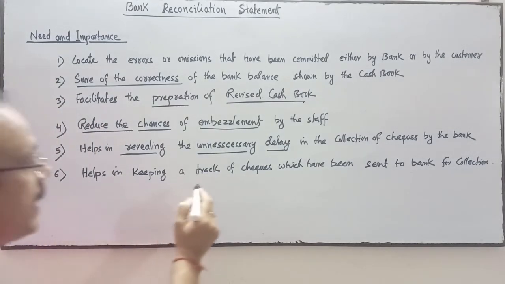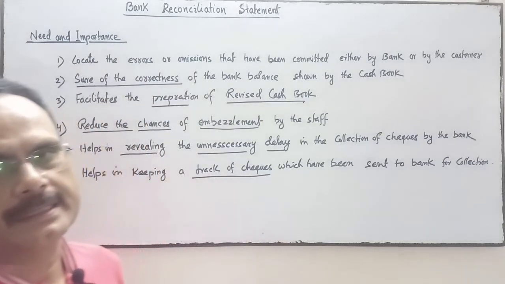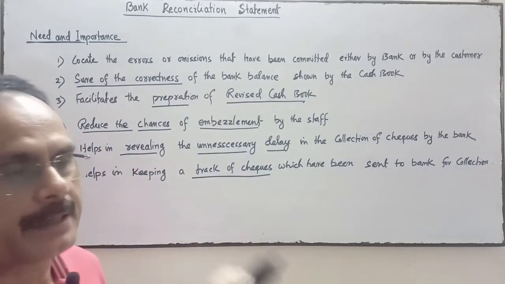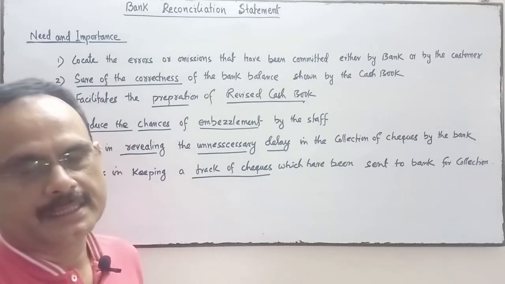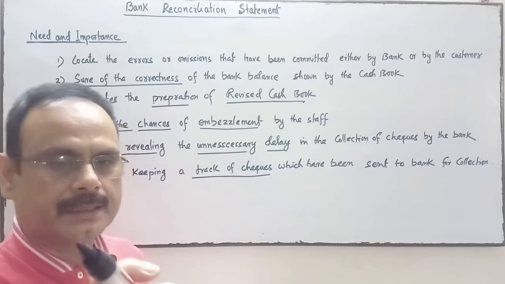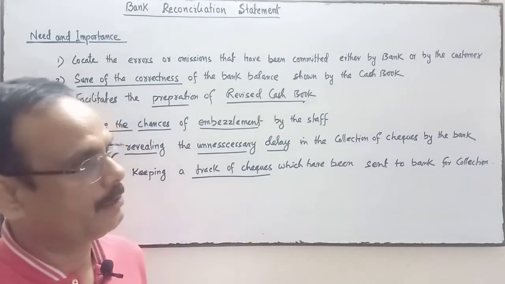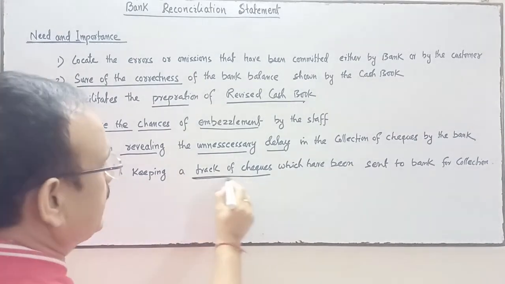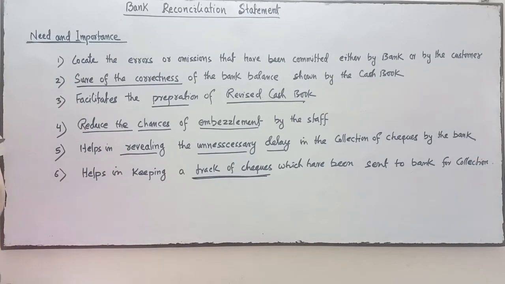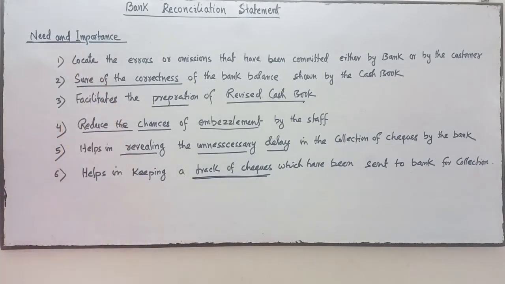Helps in keeping a track of checks which have been sent to bank for collection. It helps to keep a track of all the checks which are sent to bank for collection, that this check is sent on this date and collected on this date, this check is sent on this date, collected on this date. So it helps in keeping a track of checks which have been sent to bank for collection. So these are the need and importance of bank reconciliation statement. Okay.